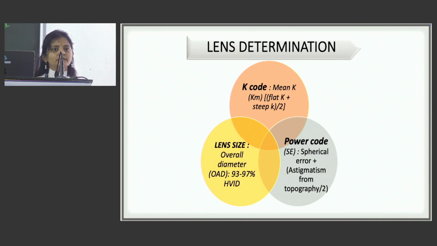So how do we determine which lens to start with? Usually these ortho-K lenses, they give a trial set. The trial set is given by the company, and you train yourself, either a pediatric ophthalmologist or an optometrist does the ortho-K fitting.